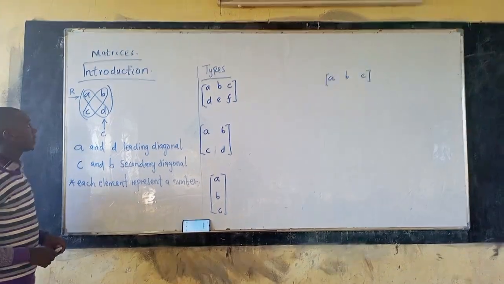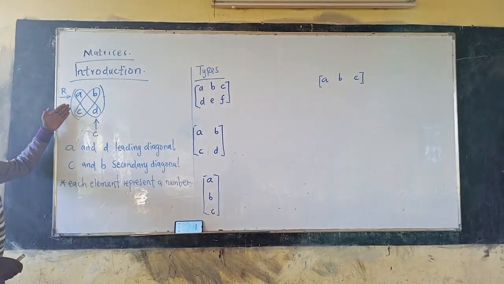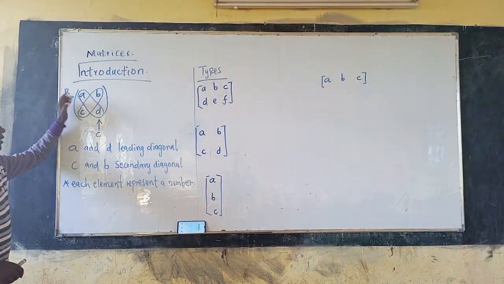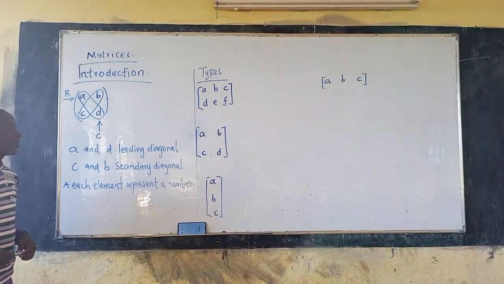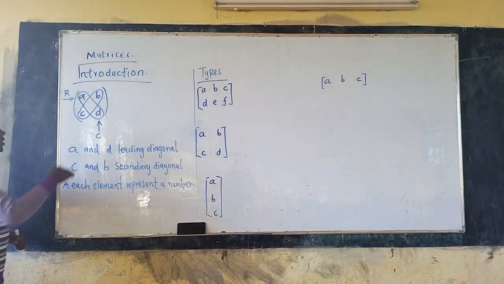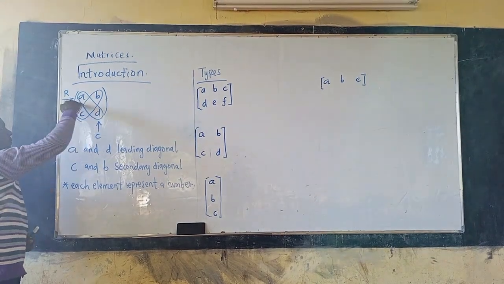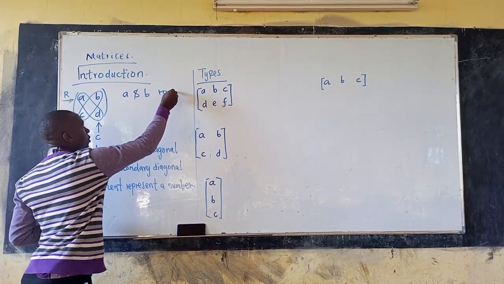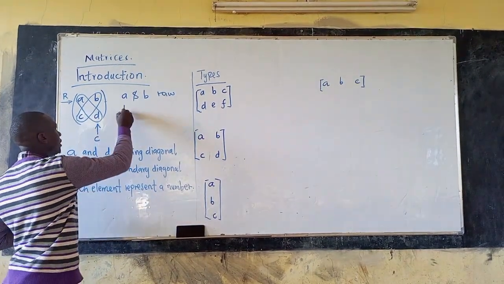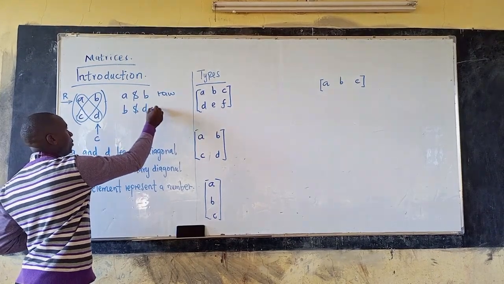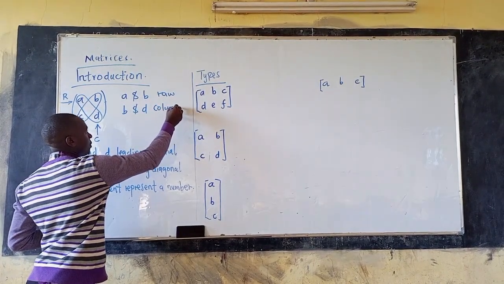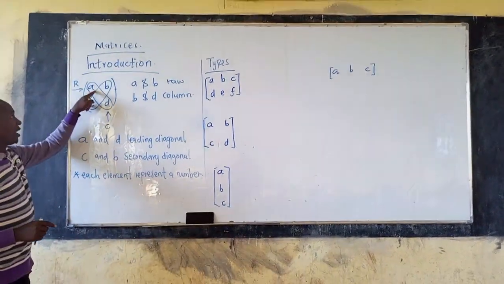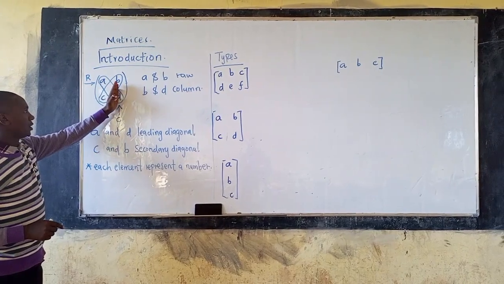Well, it turns out that if we consider this to be a matrix, A, B, C, and D, these are elements. The four elements are enclosed by brackets, and the first two elements, A and B, form a row. B and D, they form a column, and of course in this matrix we have two rows and two columns.